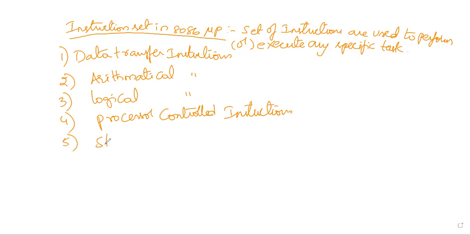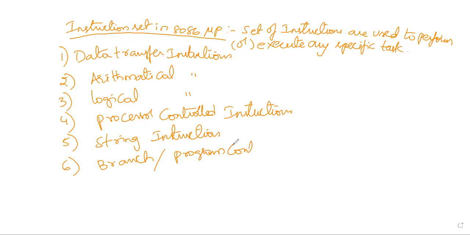Fifth one is string instructions. Sixth one is branch or program controlled instructions. So this is the classification of total instruction set in 8086. Now, in each and every category, there are different types of instructions, so it will become a very lengthy video. That's why I will explain one group of instructions in each video. So in this video, I'm going to explain about the data transfer instructions.